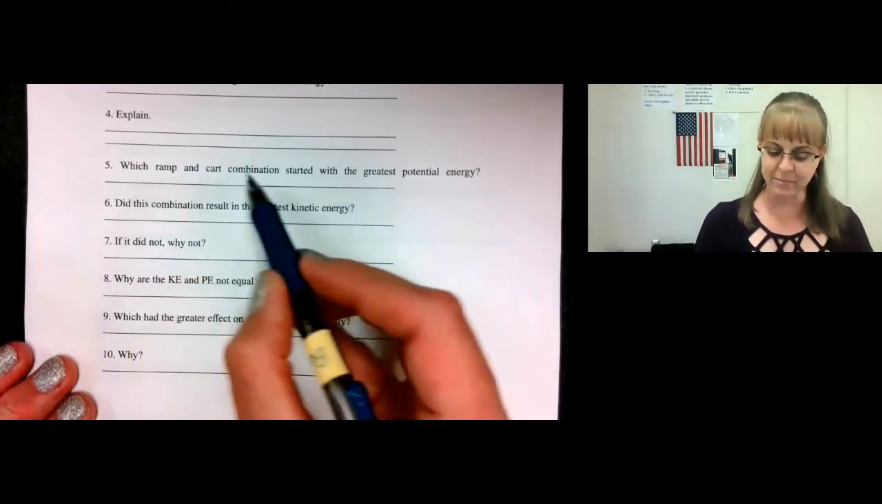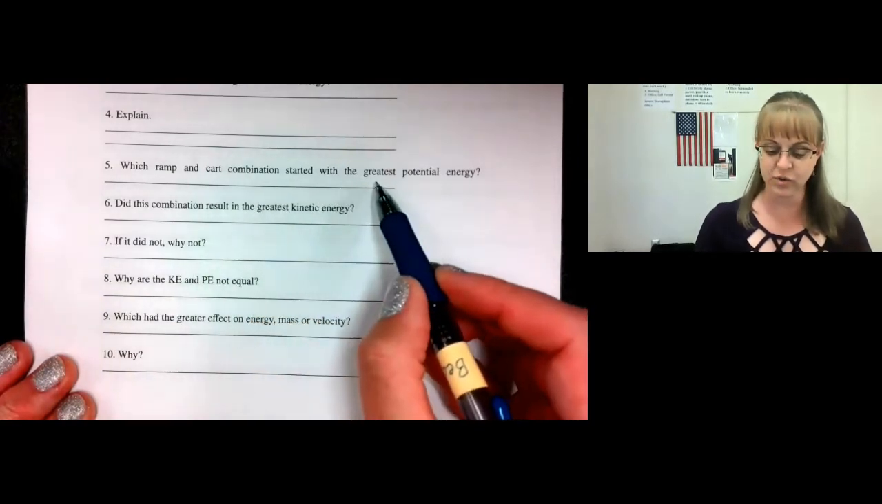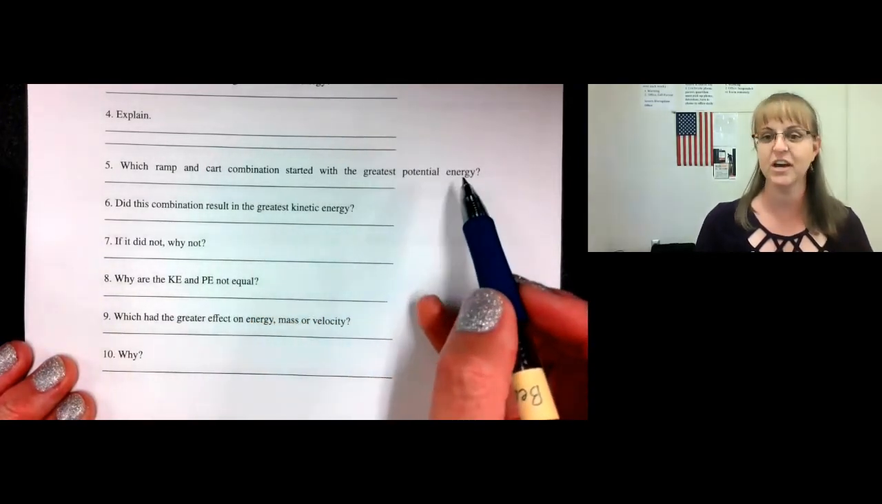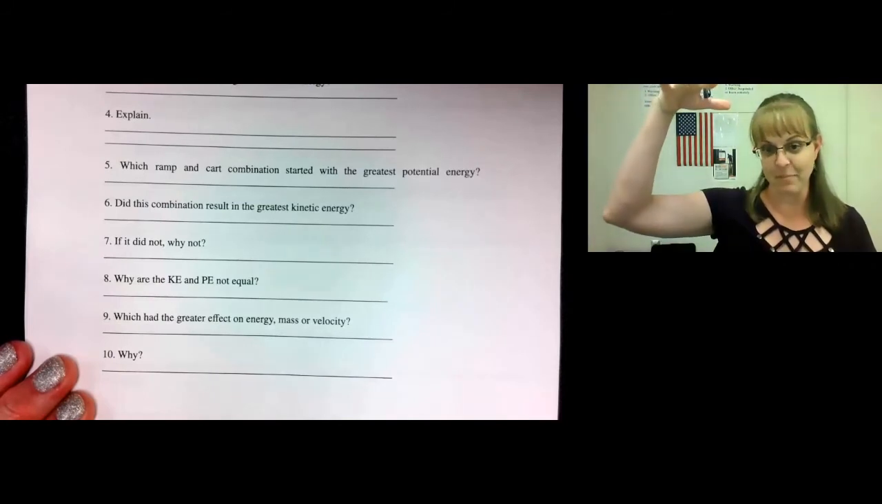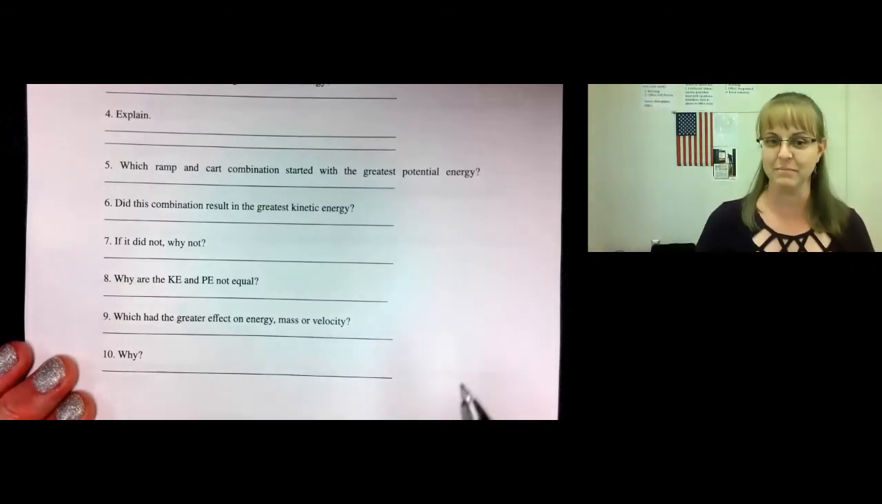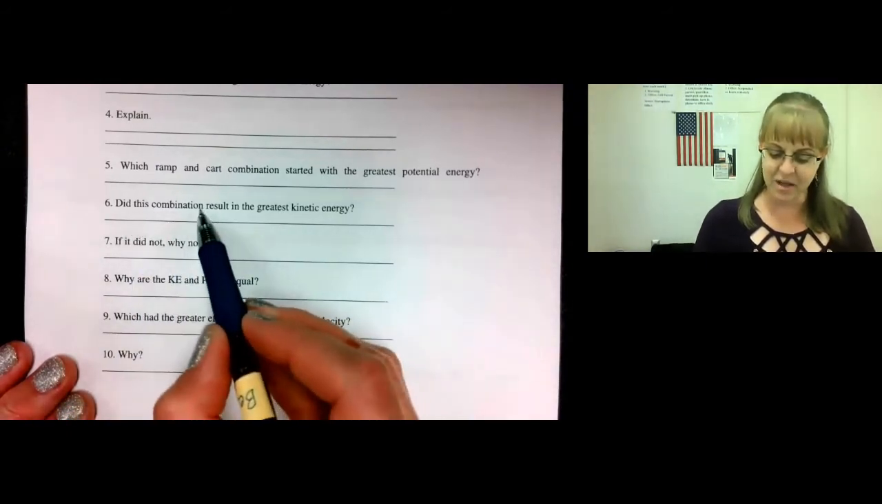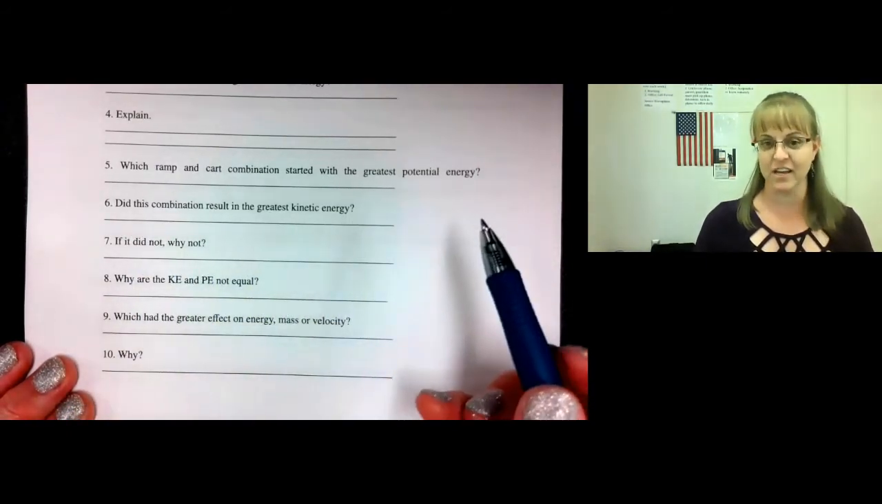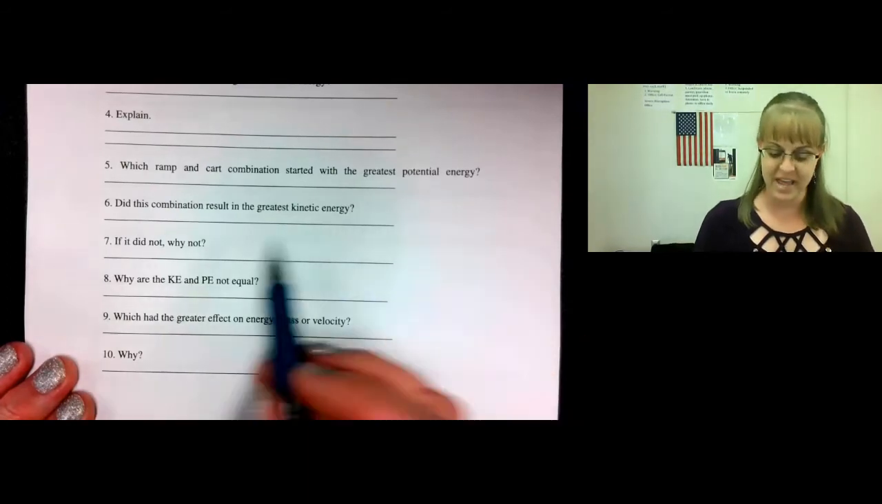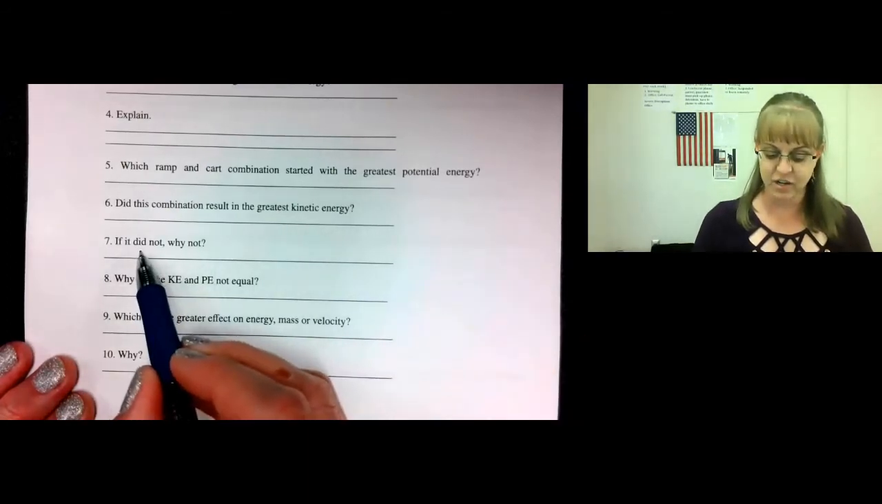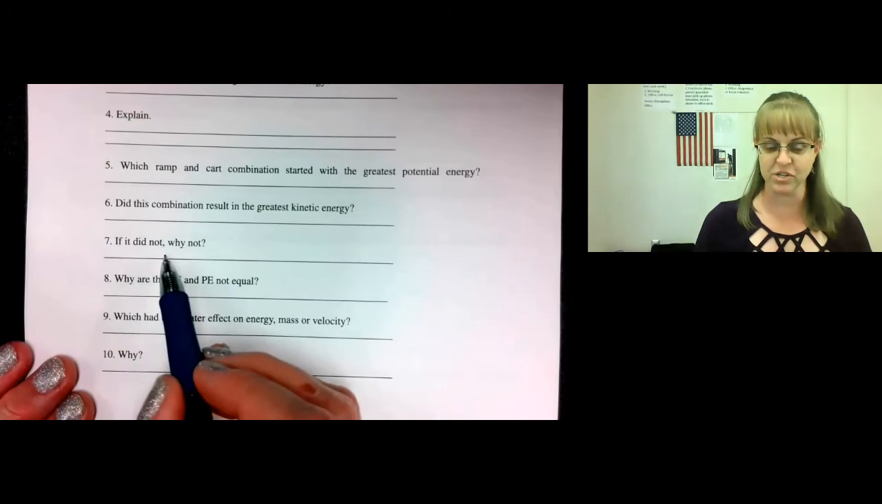Number 5, which ramp and cart combination started with the greatest potential energy? Of course, you only have the potential energy at the top of the ramp, not at the bottom, so that's what it meant by that. Look at your paper and tell. Did this combination result in the greatest kinetic energy? Yes or no? If it did, great. You can skip question number 7.